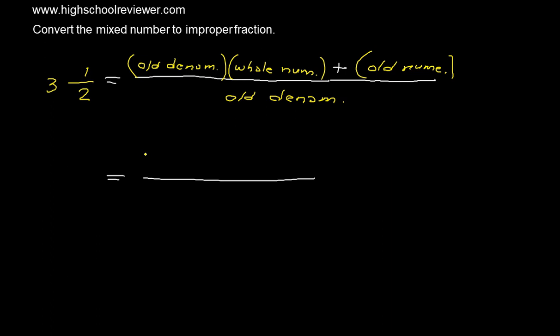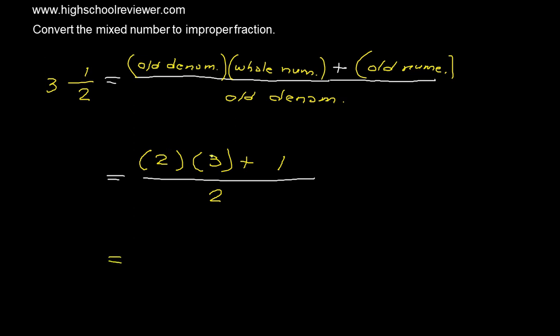Okay, so our old denominator here is 2. Multiply this by the whole number, which is 3. And then you add the old numerator, which is 1. Just copy the old denominator, which is 2.